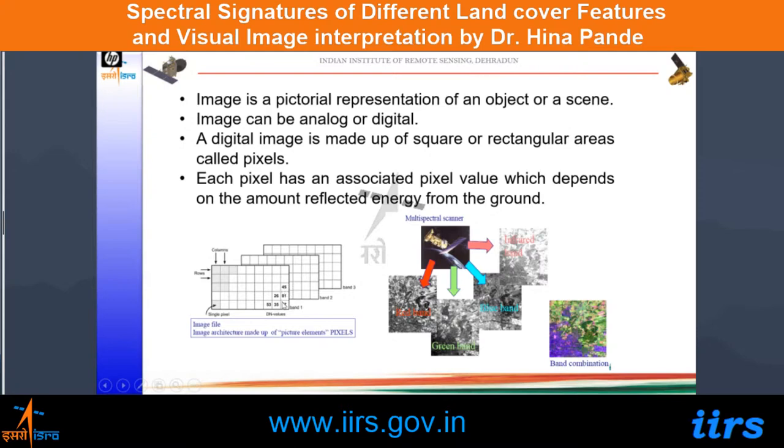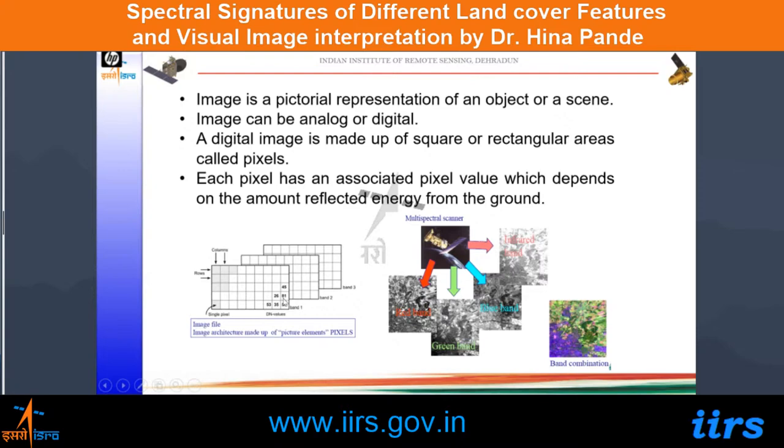Now, since the sensors are capable of acquiring images in multiple bands, each band or channel corresponds to a particular region range of the electromagnetic spectrum. So as you can see here, we have the red wavelength corresponding to the red band, the green band, the blue band, and the infrared band. This is an example of a multispectral image.